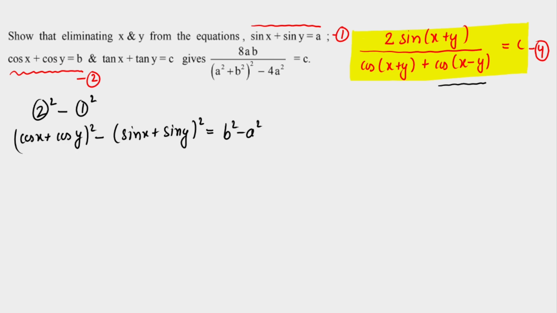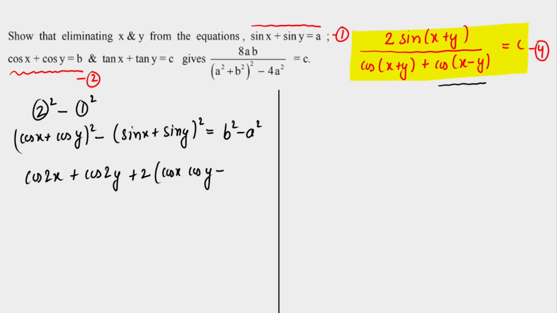Now if I open this, I'll get cos square x minus sin square x, that is cos 2x, plus cos square y minus sin square y, that is again cos 2y, and then the remaining is plus 2 times (cos x cos y minus sin x sin y), and this will be equal to b square minus a square here.